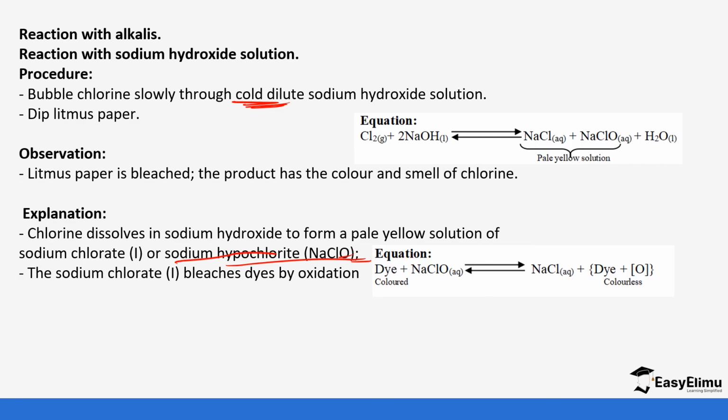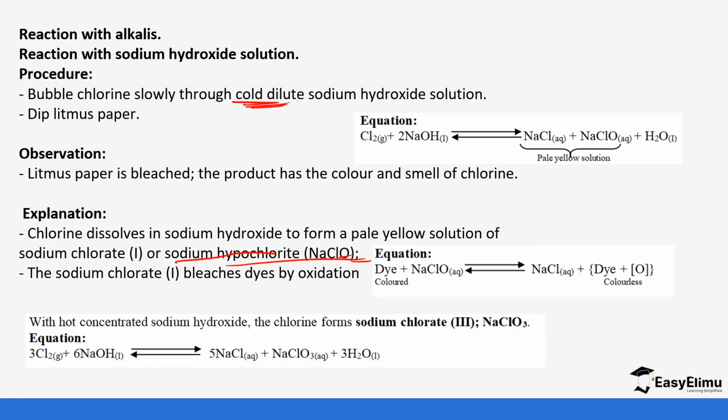If it's hot and concentrated, you can see it's forming sodium chlorate(V), which is a bit different. This is still a bleaching agent, but you can see how this one bleaches. This one dissociates to give a colorless matter.